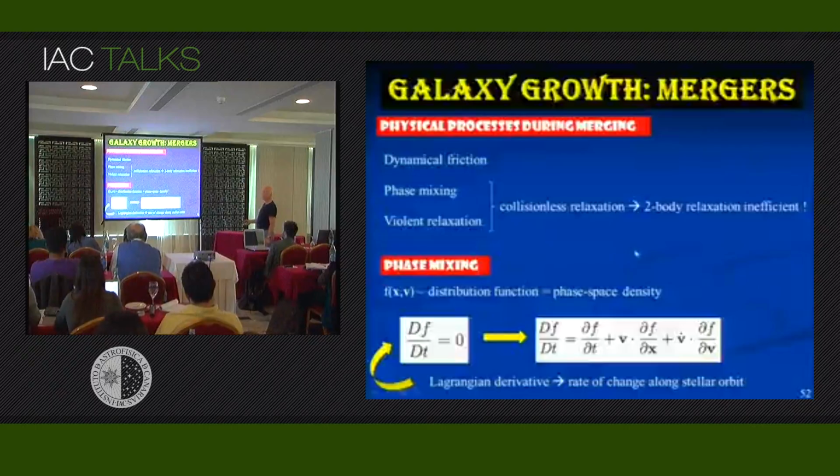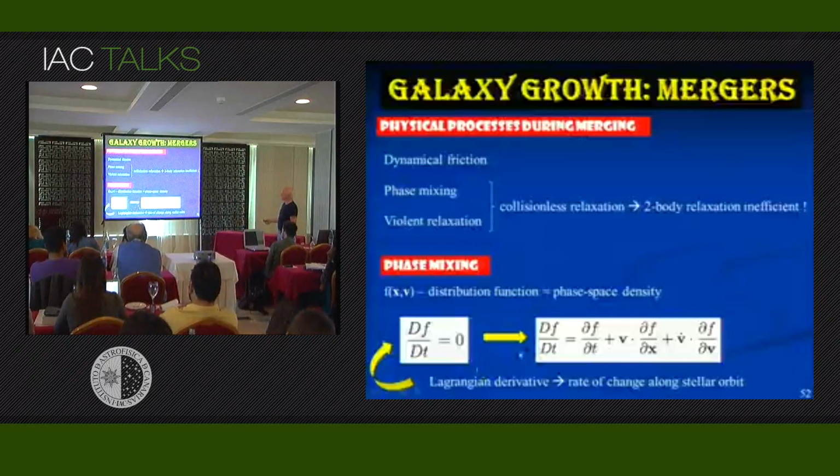Physical processes during the merging: dynamical friction, I already mentioned; phase mixing and violent relaxation. Two-body relaxation is completely inefficient, as is already known from the Zwicky paradox.